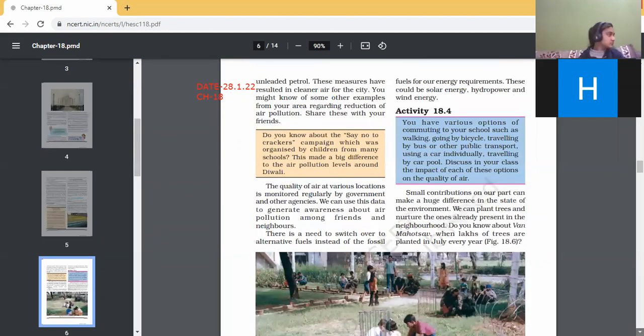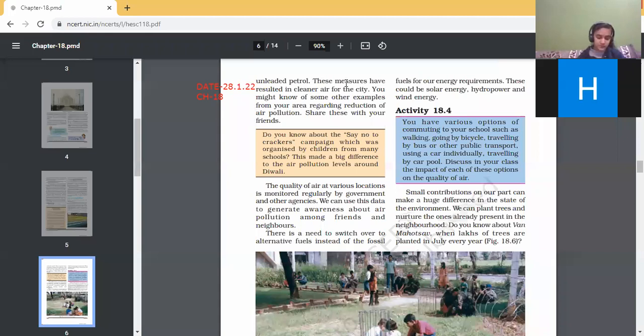So you can mark this as the first point. We had switched to unleaded petrol and CNG. These resulted in cleaner air for the city. You might know other examples also for the reduction of air pollution. You can also give examples to reduce air pollution in your city. Okay, Veronica, continue with the next paragraph.